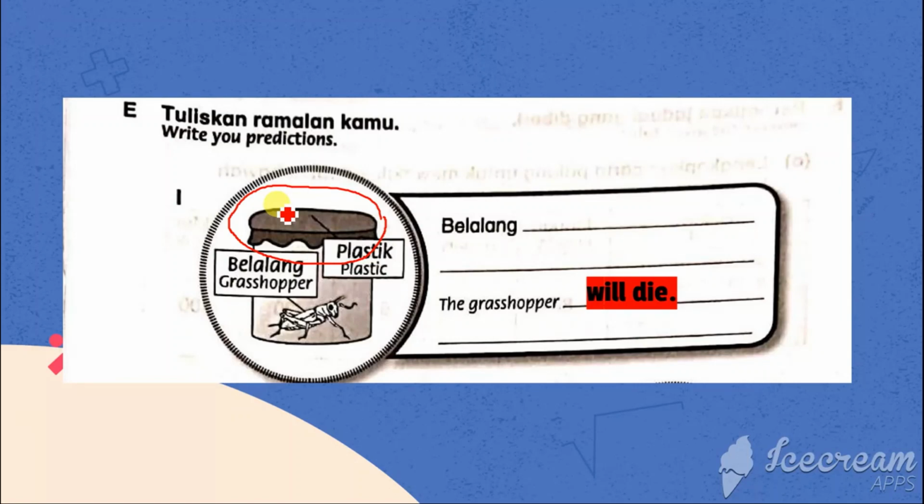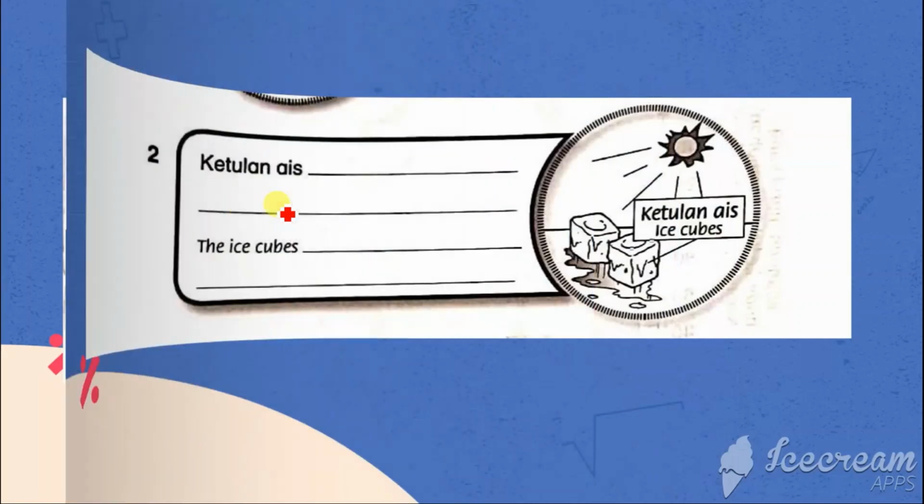So what is the supporting evidence for your prediction? Because the container is covered by plastic, which makes it harder for air to come inside the container for the grasshopper to breathe. Easy, right? Let's see the next one.